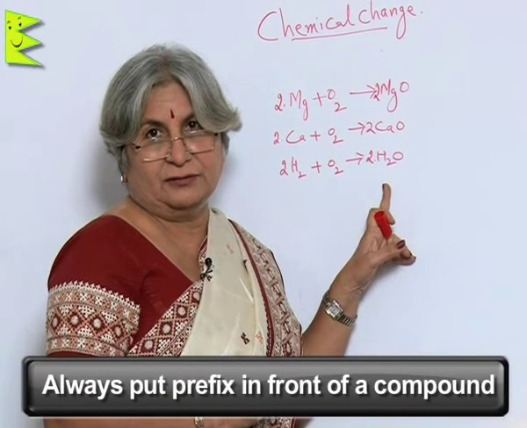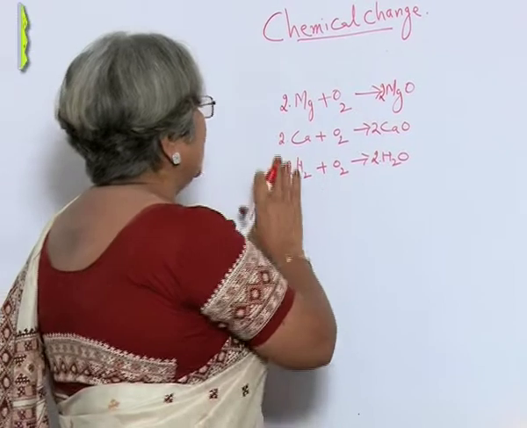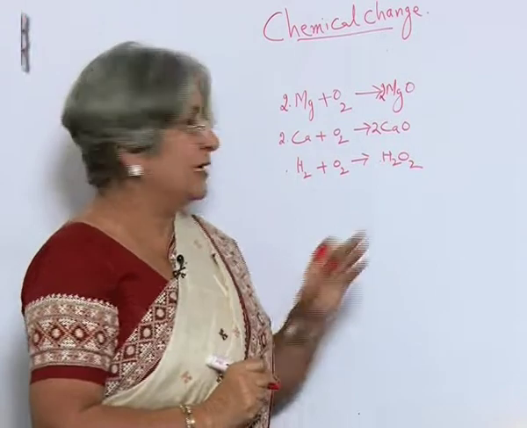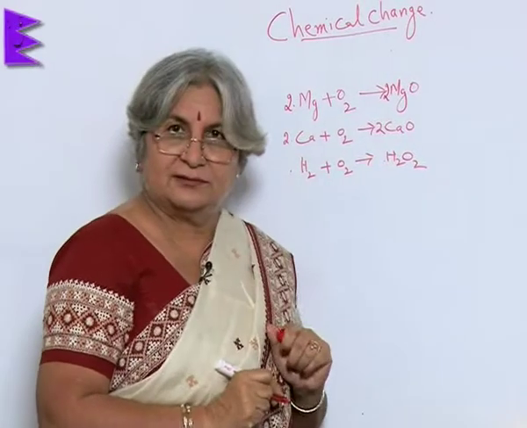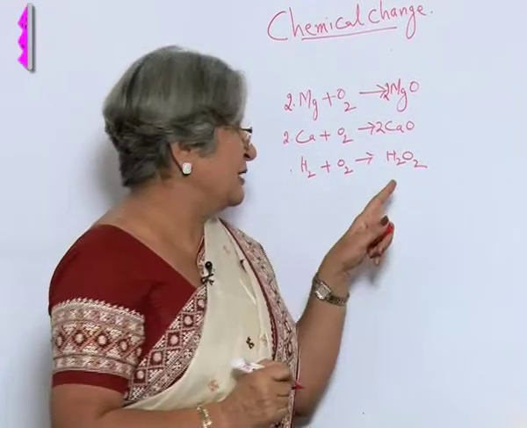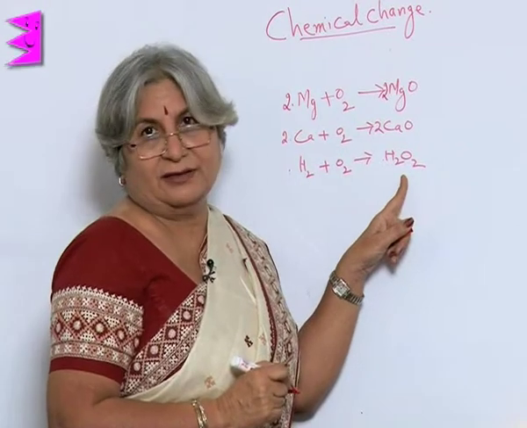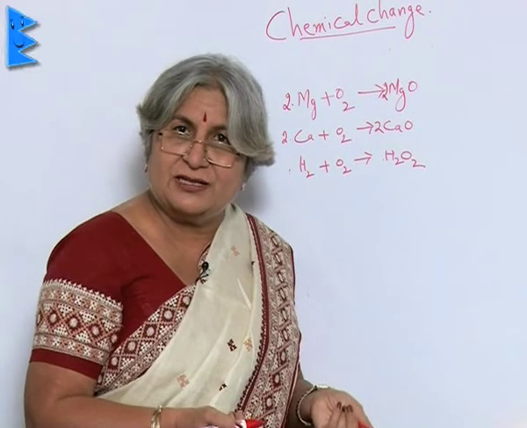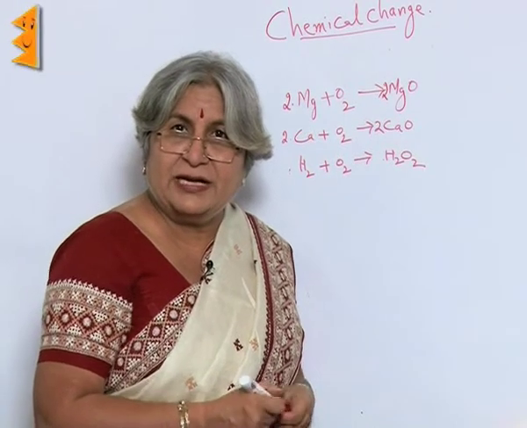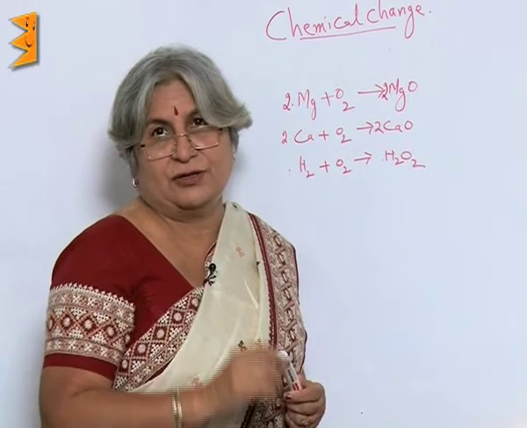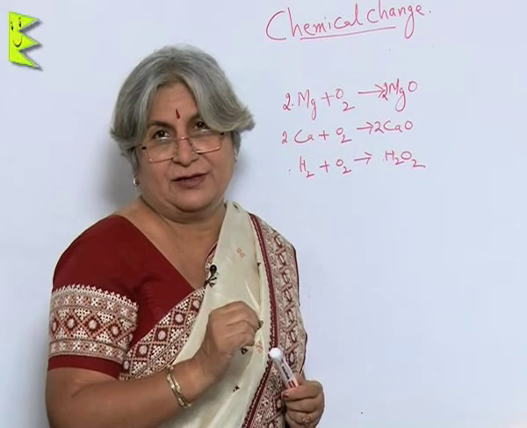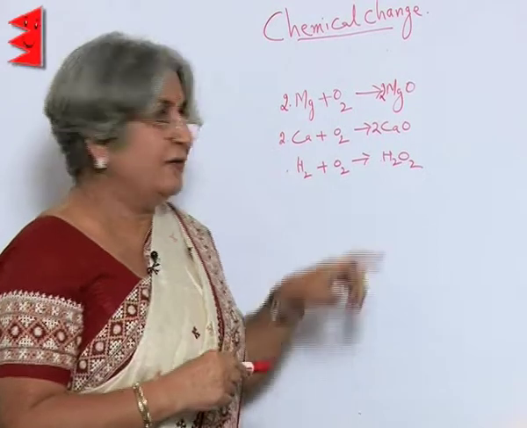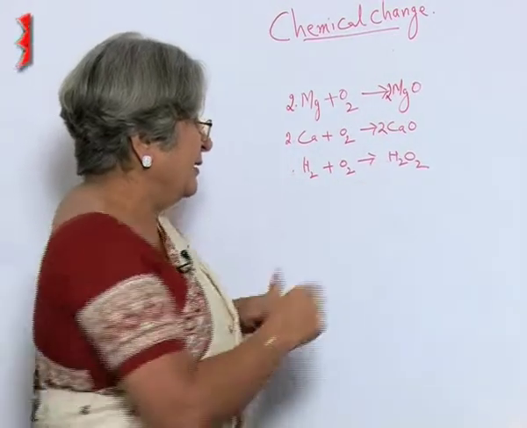So, in these cases what we found is that we have always put the prefix in front of the compound. Why couldn't we do something like this? Then also it would be equal, but we can't do this because this will make it hydrogen peroxide. This is not water, the formula will change, the atomicity will change. So, we can only change the number of molecules or the number of atoms of an element or a compound. That is why the number will always be written in front.